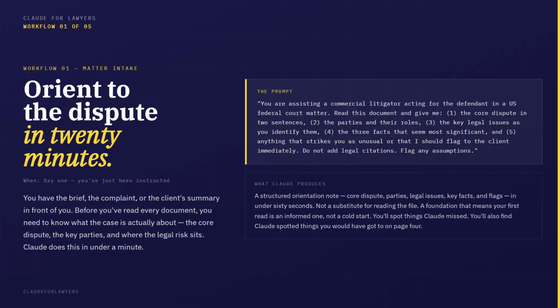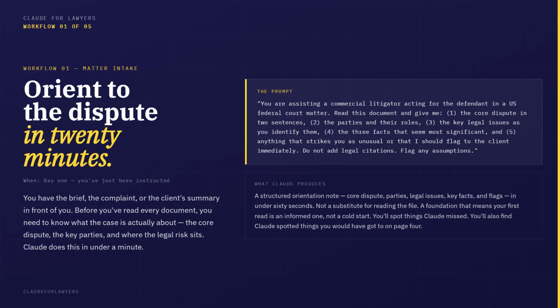You've just been instructed. You have the brief, the complaint, or the client's summary in front of you. Before you've read every document, you need to know what the case is actually about, the core dispute, the key parties, and where the legal risk sits. Reading it cold and trying to hold all of that in your head at once is how you miss things on the first pass. Here's the prompt.